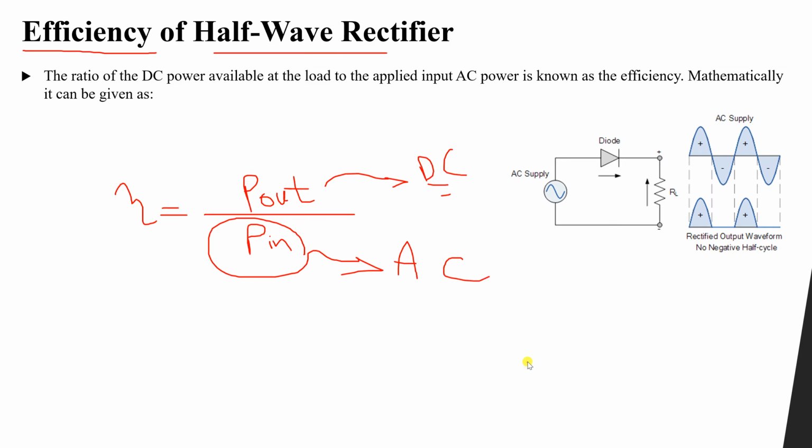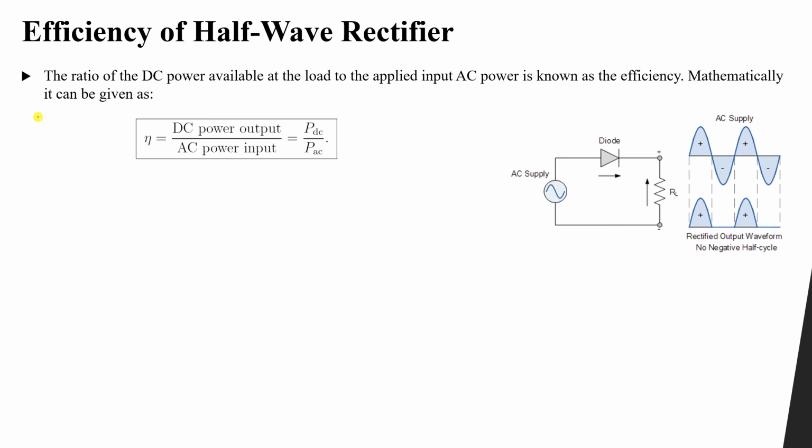As you can see here, efficiency is the DC output power, how much power is converted to DC, with respect to the input AC power supplied from the supply to this circuit, including the diode and the load. So PDC over PAC. Now first, let's assume that our diode here is a non-ideal diode.